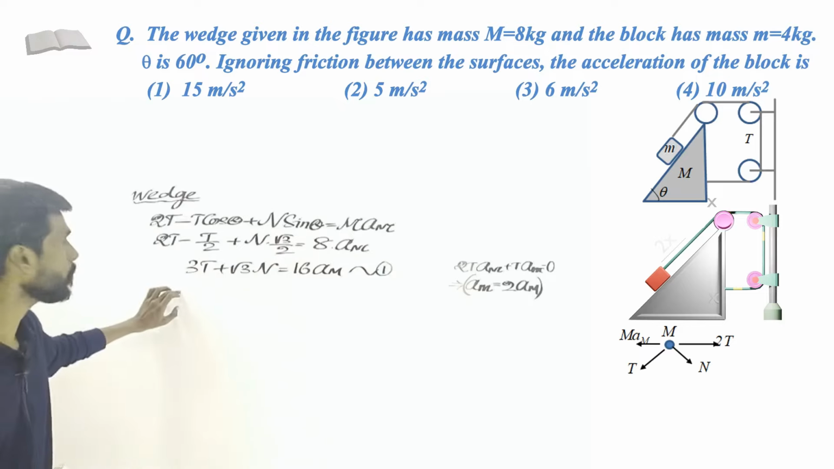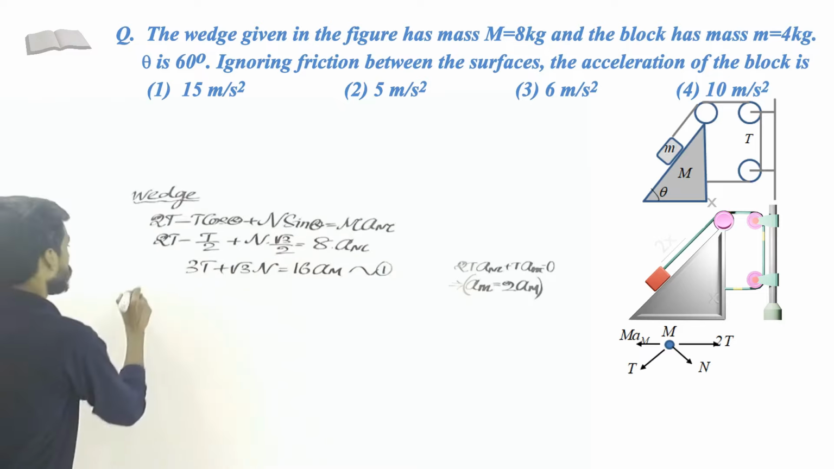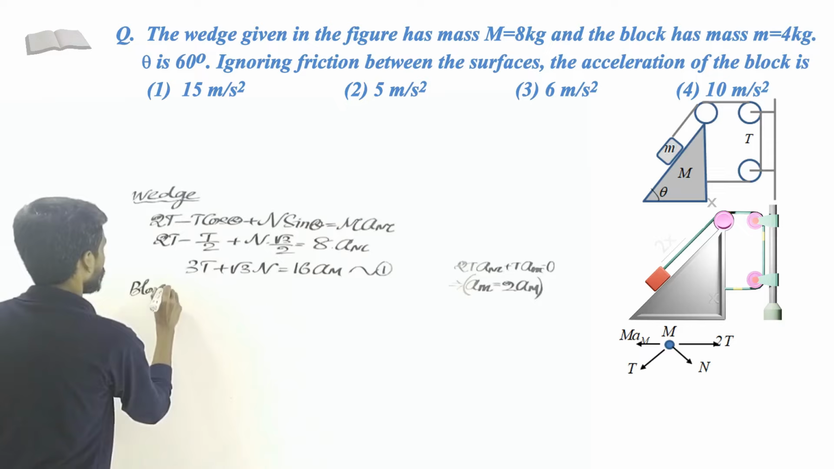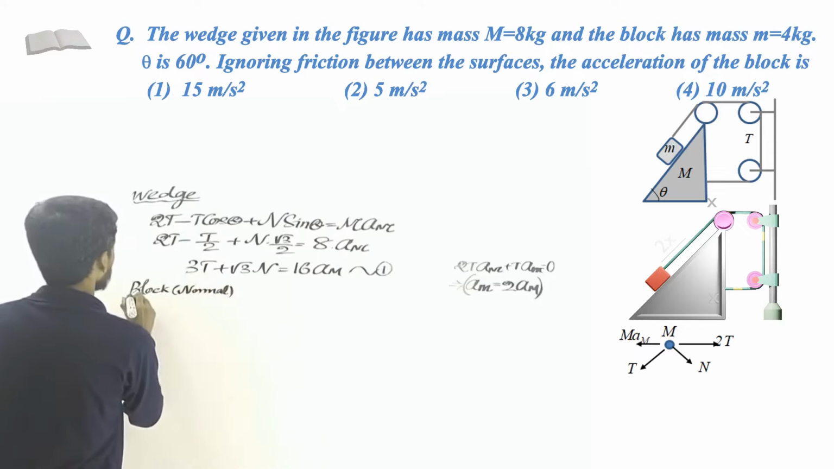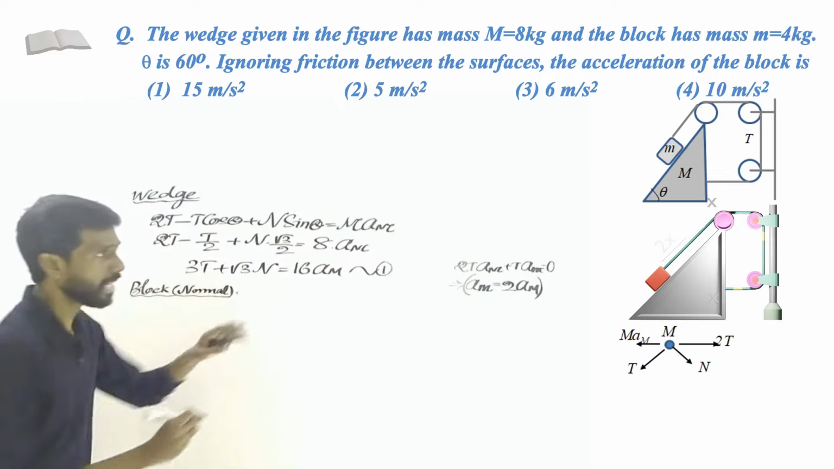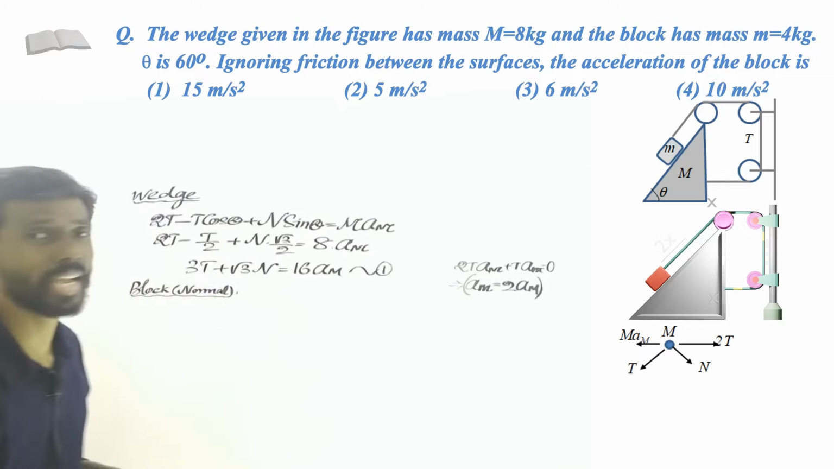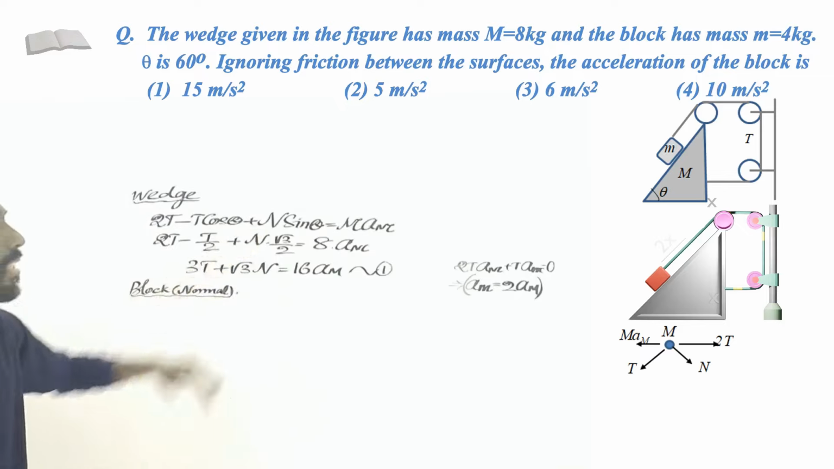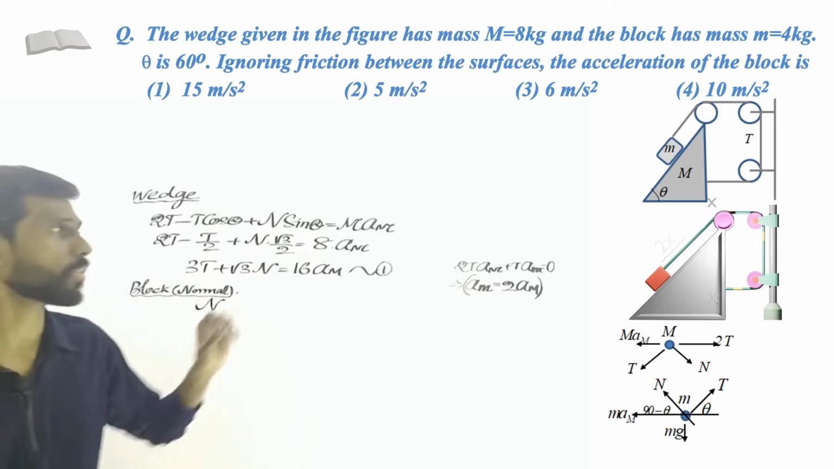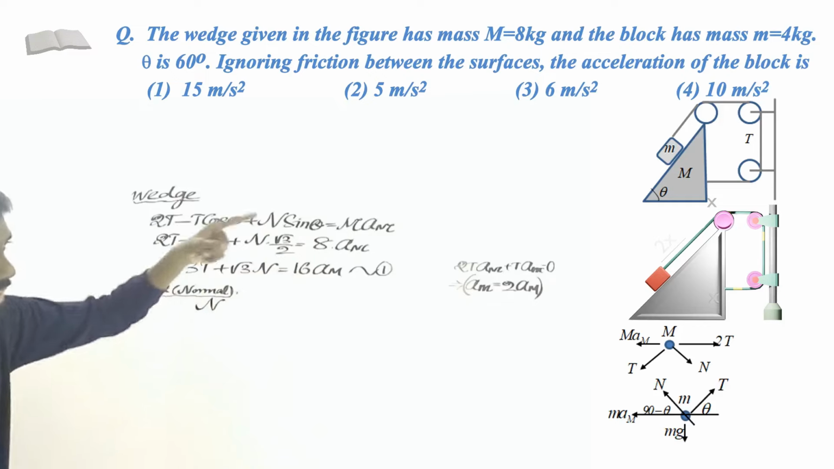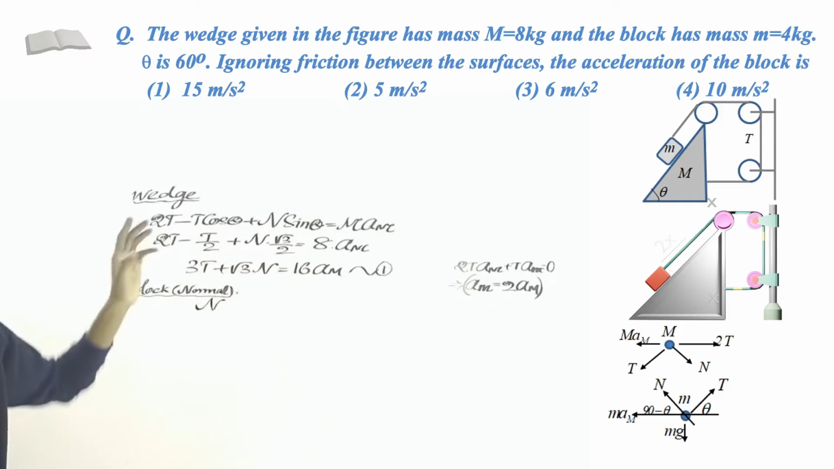Now similarly for the block, in the normal direction. First of all, we will find the normal direction. What are the forces acting in the normal direction? Of course, N is acting in that direction, the normal force between these two objects, and also mg in the downward direction. So mg cos theta, right?